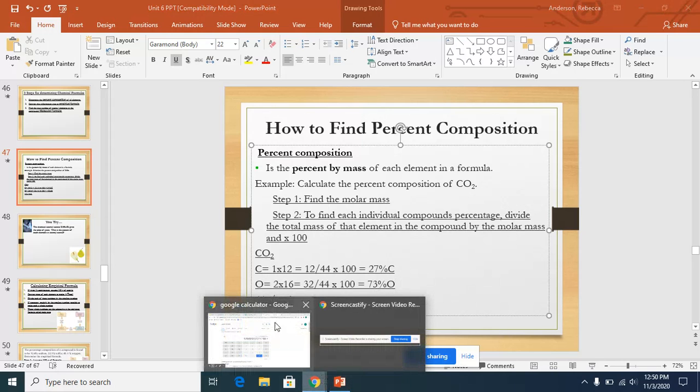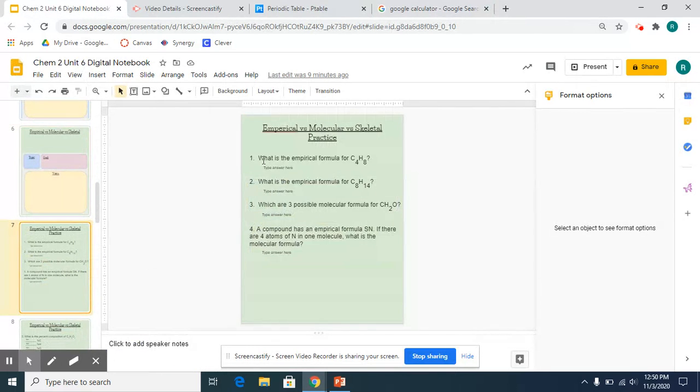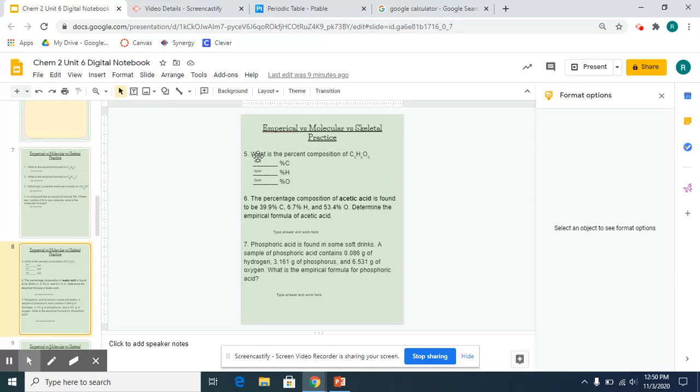Now in your digital notebook, in the practice pages, we did the first 4 on this first slide earlier just to kind of introduce. But here you need to find the percent composition of C3H6O3 for question number 5. So if you want to wait till after we've done the whole section and do this problem, you can, or you can go ahead and complete that since that is fresh on your mind.